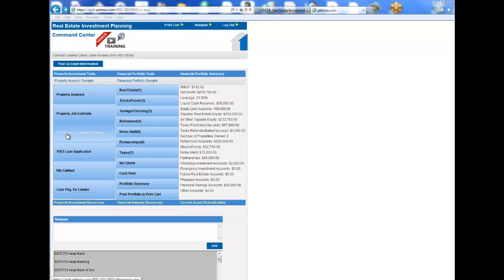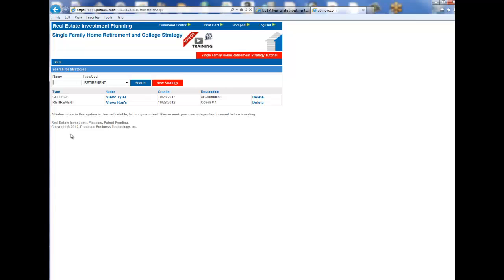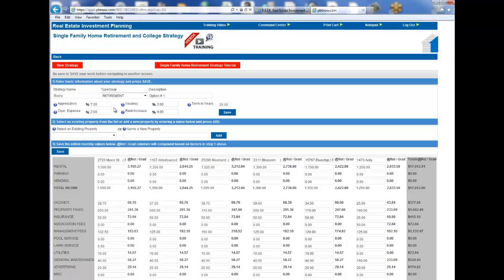So now that you can see how the single family home retirement strategy works, with your real estate investment planning software, you just come in here, you click on single family home retirement strategy, and you put in your strategy, whatever the case may be. We already have one built out here, so we're going to show you this, but you could click on new strategy for yourself. We're going to click on this, and this is going to show us six properties that are already in this person's portfolio.